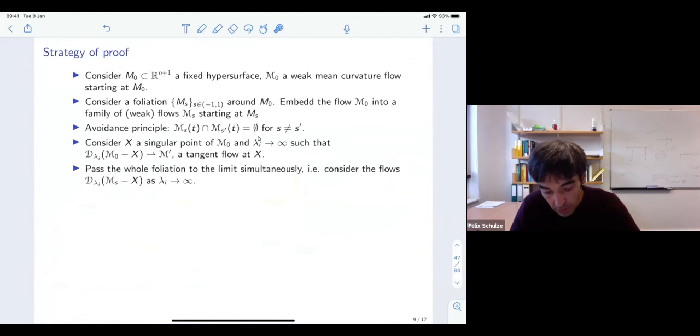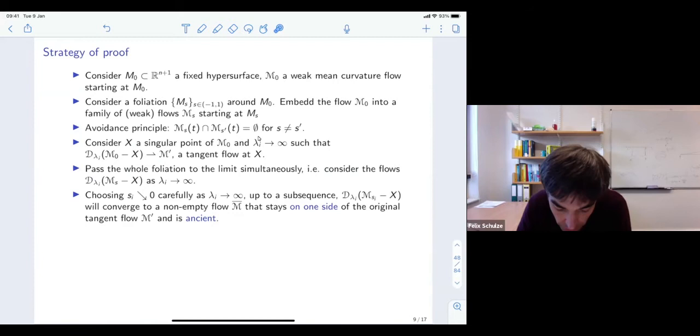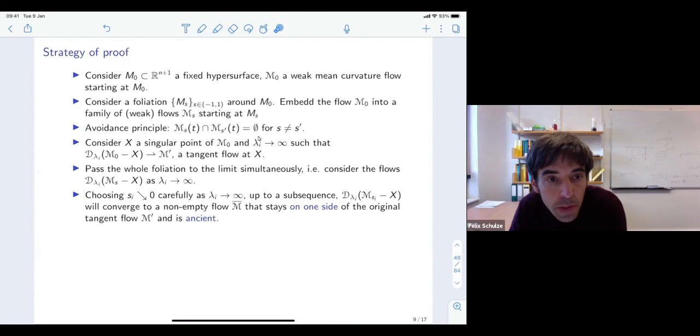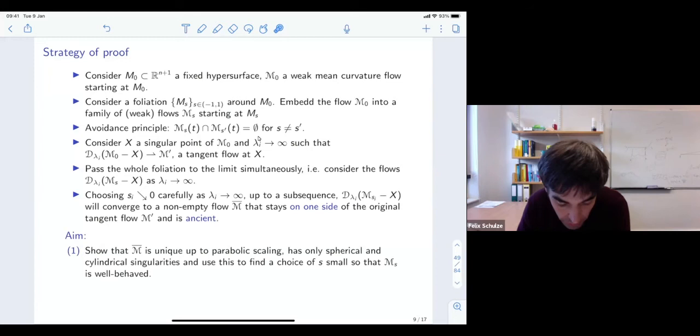Okay, so what do we get? You can prove you get this non-empty flow in the limit from blowing up your foliation with the right parameter, and you get an ancient solution which stays on one side of this tangent flow. This is the self-similar guy. Just think of the sphere or the shrinking cylinder, you get this ancient solution here. Okay, so what is the aim now? The claim is that this solution which lies on one side is unique. And it's unique up to parabolic scaling.